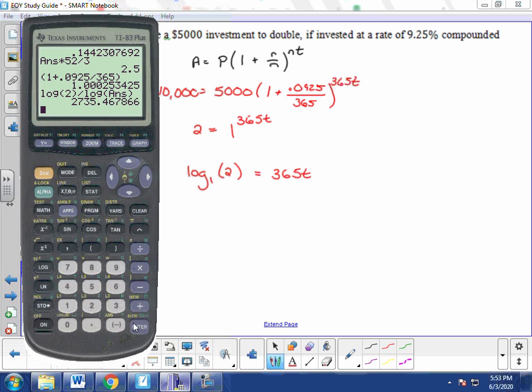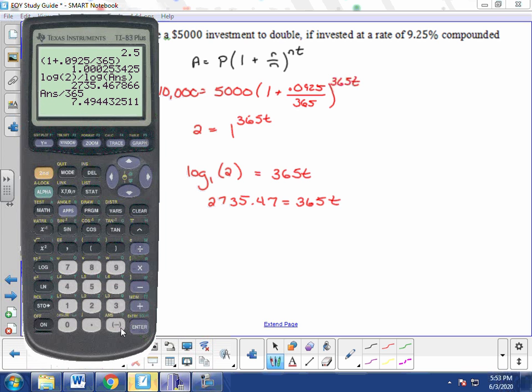And so this is roughly 2,735.47 equal to 365t. Again, I'm going to round it writing down, but I'm not rounding it into the calculator. Now I can divide both sides by 365. So t is approximately 7.49. And so I'm going to round at this point. At the very end, we'll go ahead and round. So it says, how long would it take for the investment to double? Approximately 7.49 years.